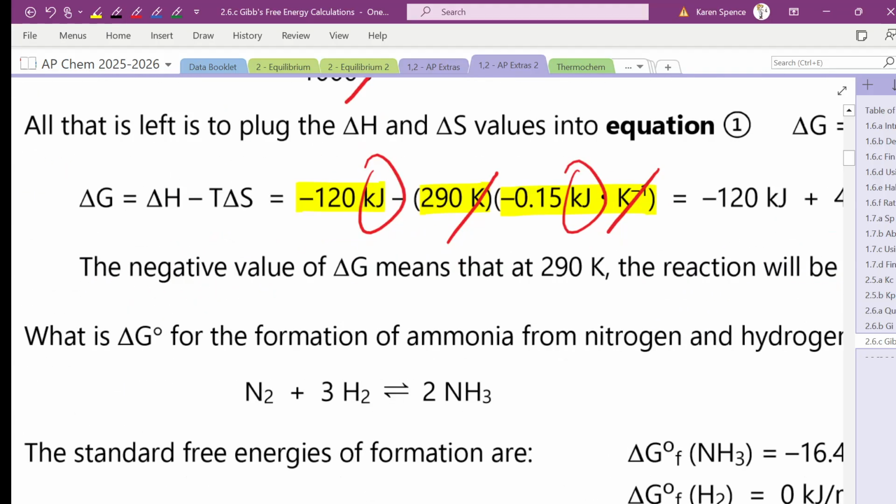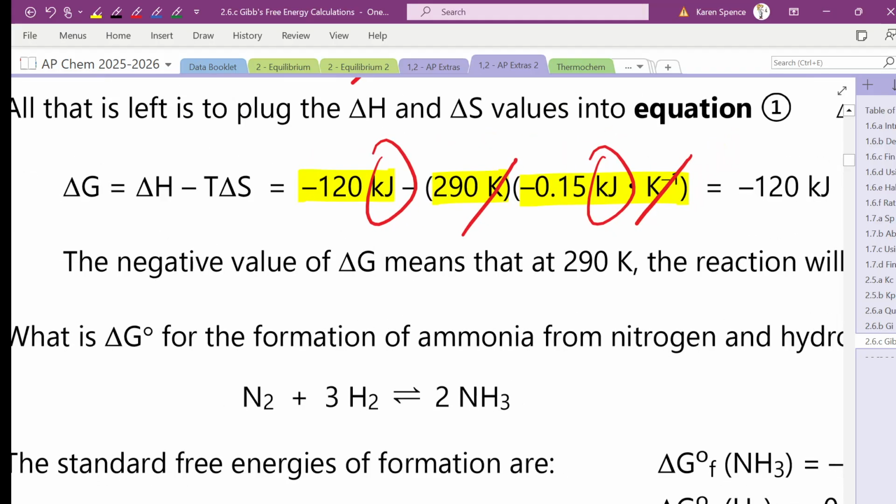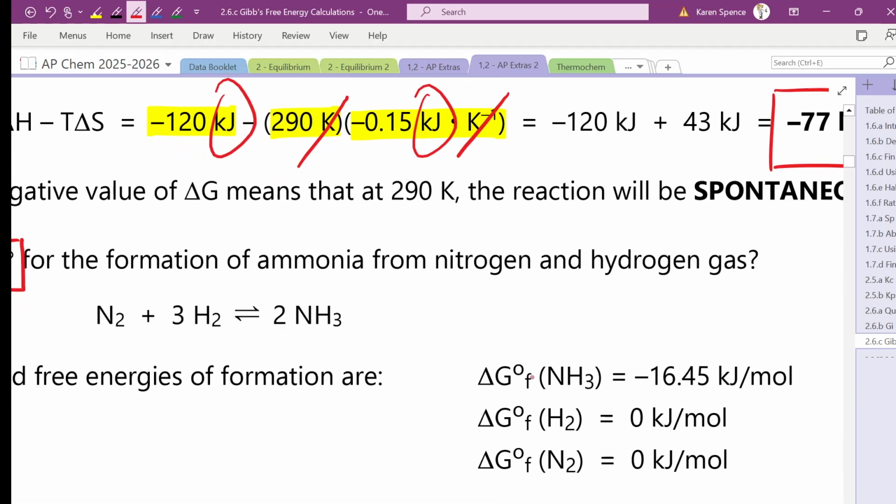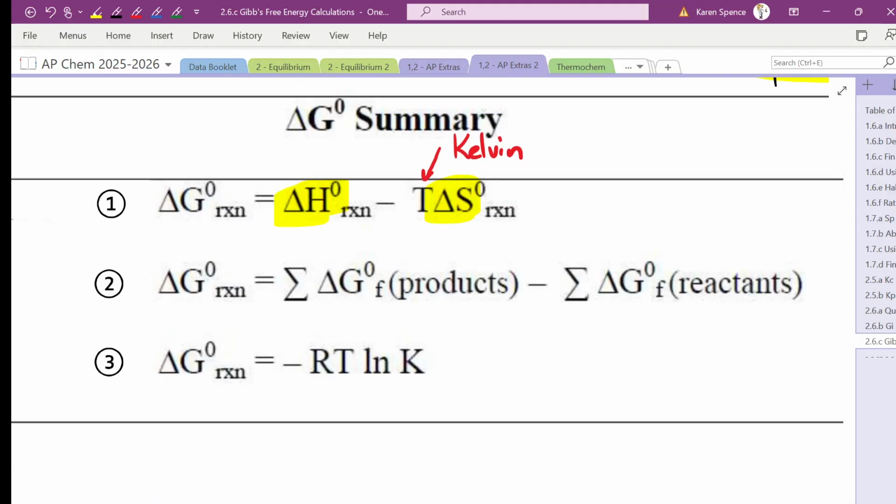All right, example number 2. We have the formation of ammonia. And this time, we still want delta G naught. And this time we are given delta G naughts of formation. That's what those little F's stand for. F stands for formation of all the substances. Do you guys know how to do this one? Which formula would we choose? We would choose formula number 2. Okay?